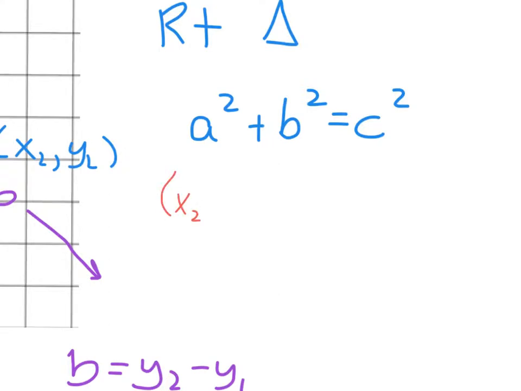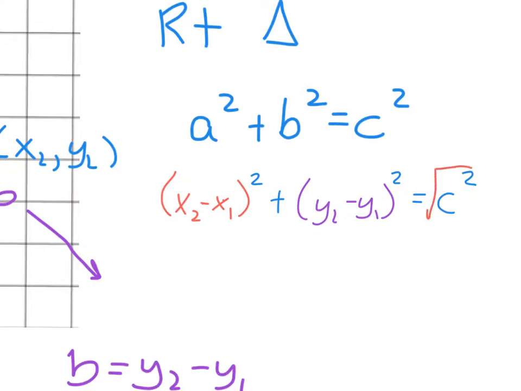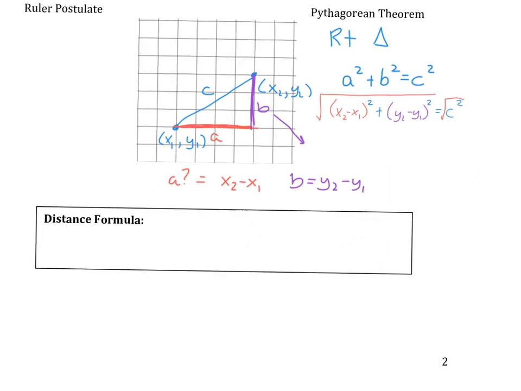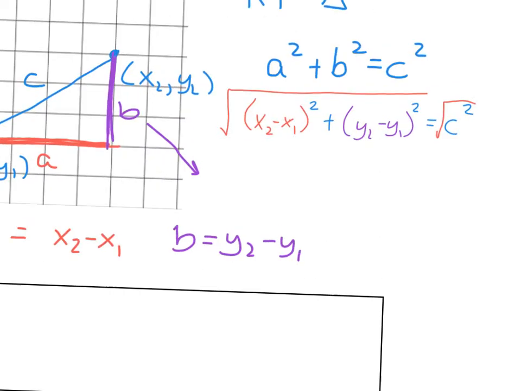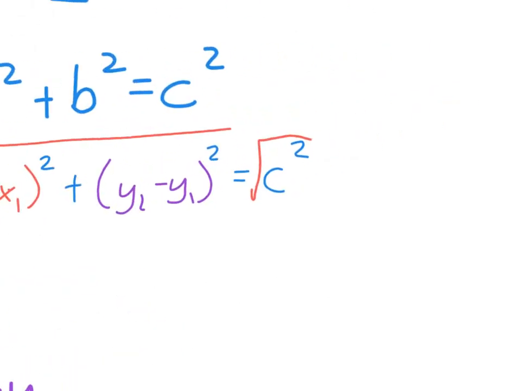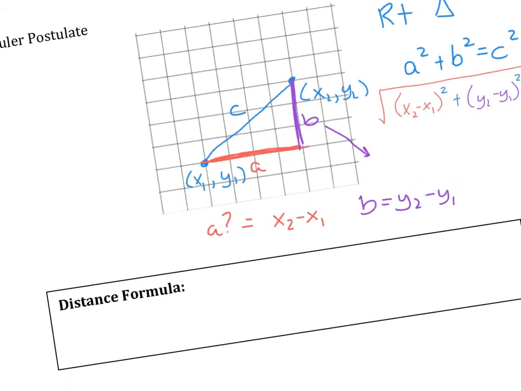So let's go ahead and see what happens when I take it to the next level. A, we saw, was just the difference of your x's, and of course, that is still squared. And b was the difference of my y's, which is still squared. And then over here, I have my c squared. How do I get c by itself right here? I have to take the square root, and whatever I do to one side, I have to do to the other side. So the final result is this, and I'm going to write it in the box here. And I'm also going to change the letter C to the letter D for distance.